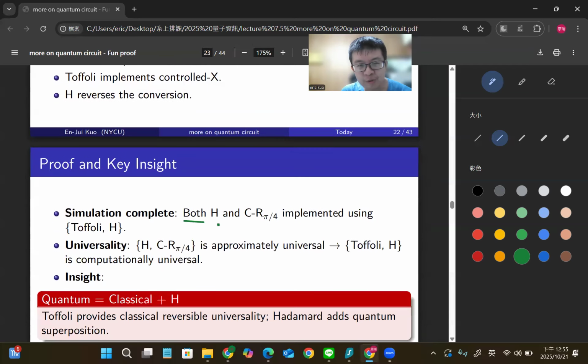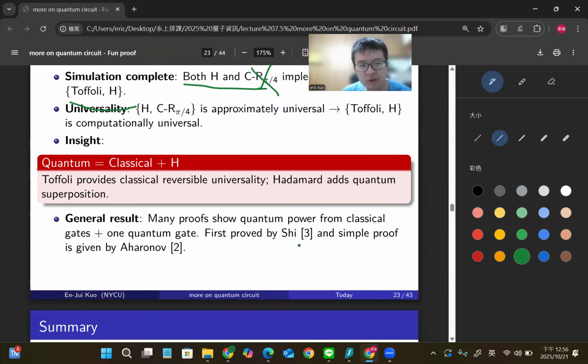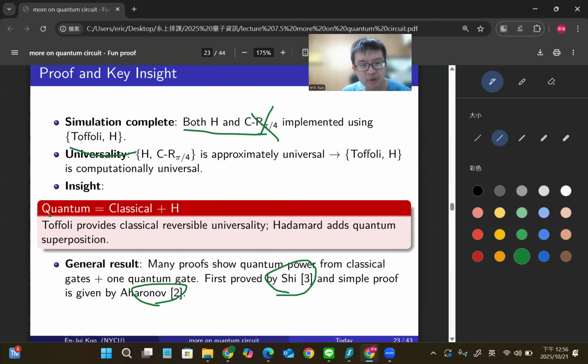So first we proved that Hadamard and control phase are universal, but now we show that using this real gate method, Toffoli and Hadamard are already universal. This was proved in 2002 and 2003. So the final result is that quantum is basically classical plus a single Hadamard gate.